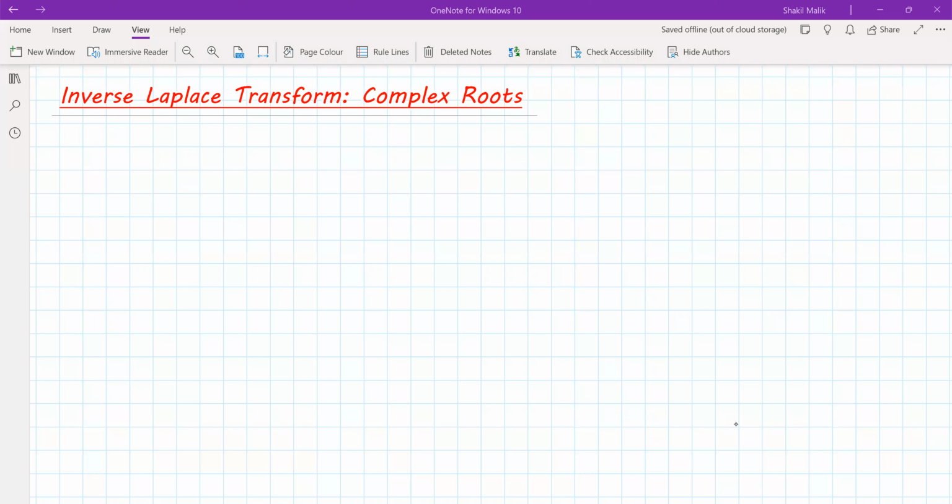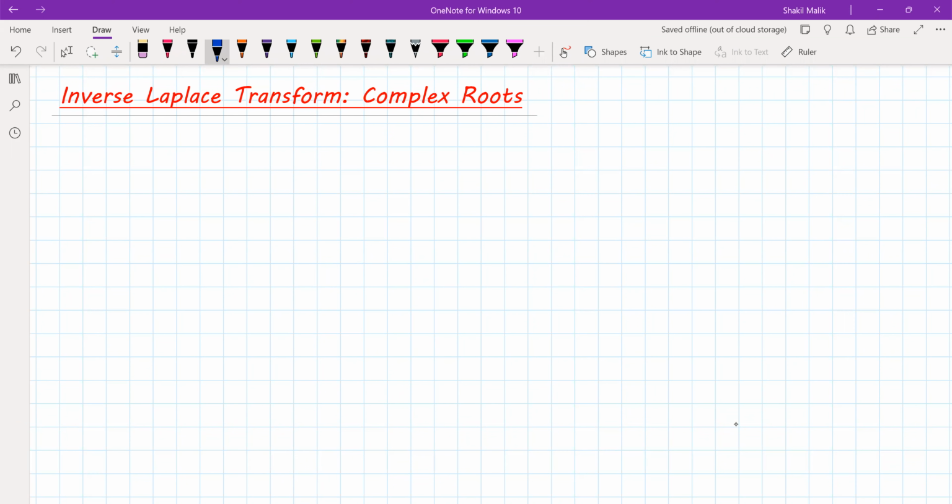Welcome back. In this session, we'll continue the discussion on inverse Laplace transform, and we'll continue if we have X(s) and X(s) contains a term of quadratic form. So if we have a term like s square plus as plus b, how do you write the inverse Laplace transform? This time we'll see if the roots of this quadratic term are complex roots, right?